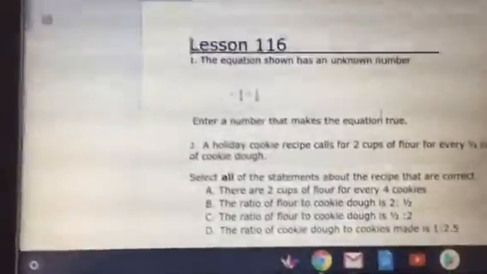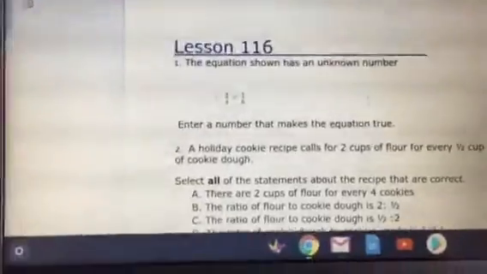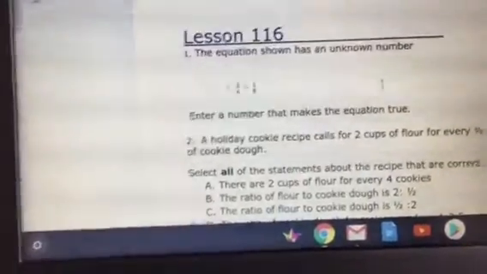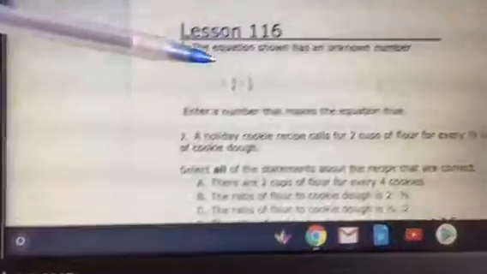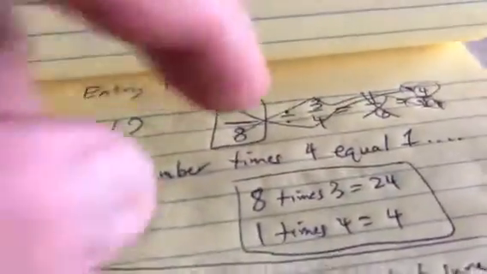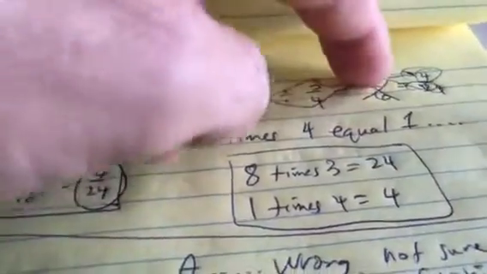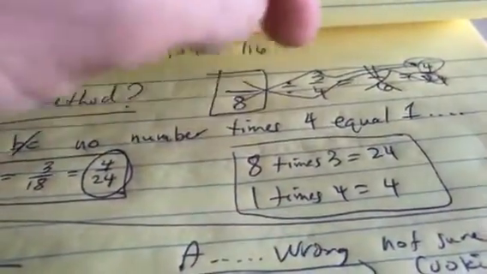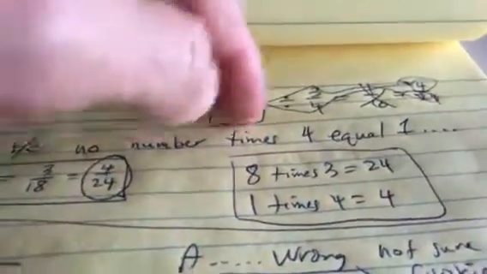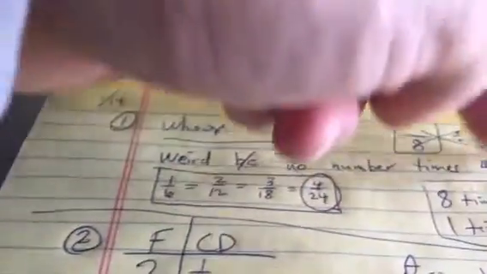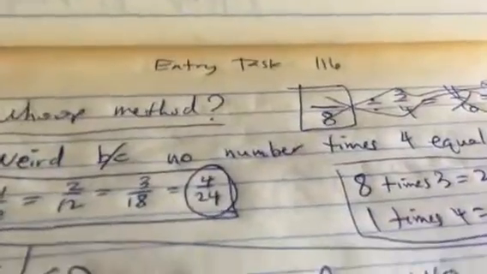Lesson 116 from last night. This first one's kind of tricky. We talked about the Whoop-It method. What number times 4 equals 1? And what number times 3 equals 6? Well, we know that 2 times 3 equals 6. But we don't know what number times 4 equals 1, and we really can't do that.